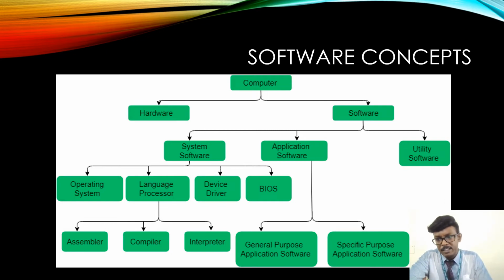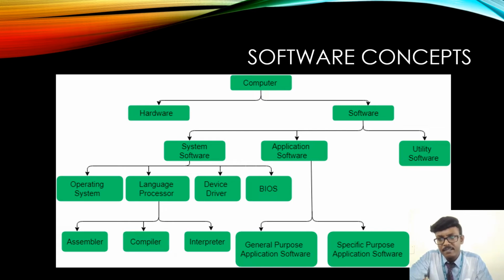Similarly, we have a language processor. Definitely, human language can't be understood by the system, right? So definitely we need some interpreter, right? We need a proper language processor in order to have better human-machine interaction. That is why we have the language processor. That is also one example.